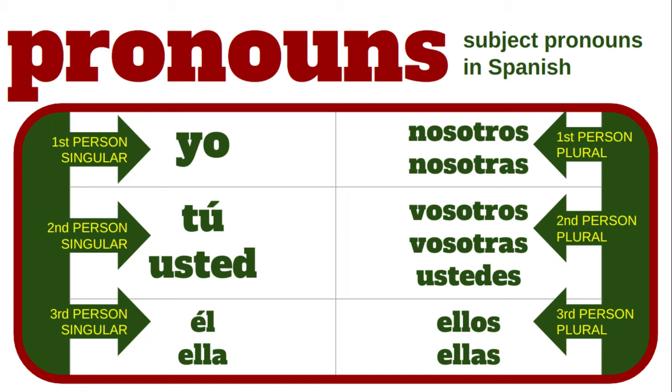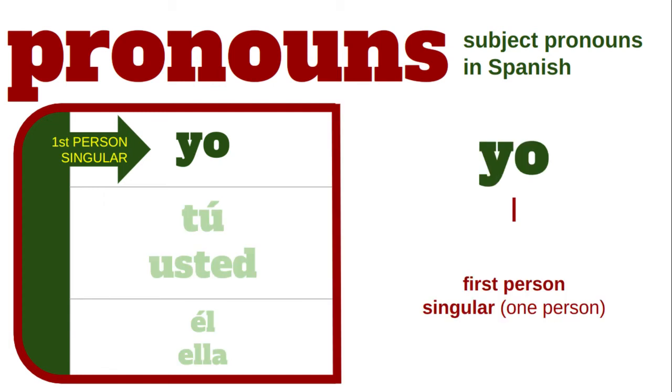And so again, here are our subject pronouns in Spanish, our complete chart. Yo, tú, usted, él, ella, nosotros, nosotras, vosotros, vosotras, ustedes, ellos, and ellas. If you feel comfortable with these now, you know what they all mean, you know how to use them, you can stop the video at this point, because after this, we're just going to go through these one by one in a little bit more detail.